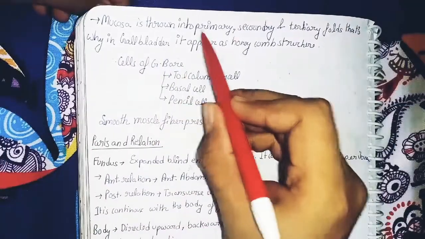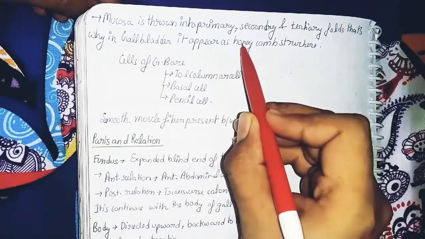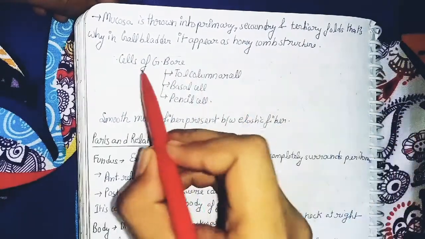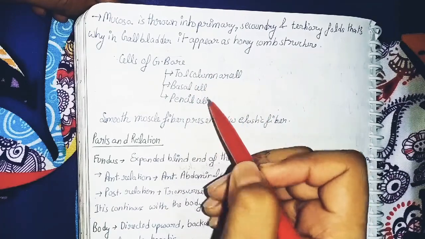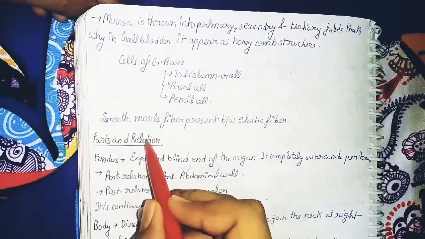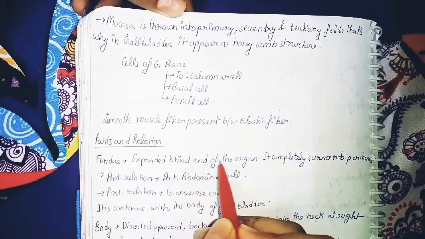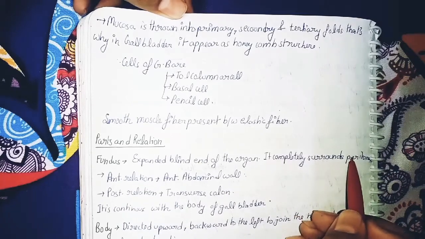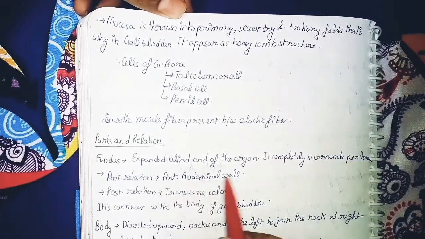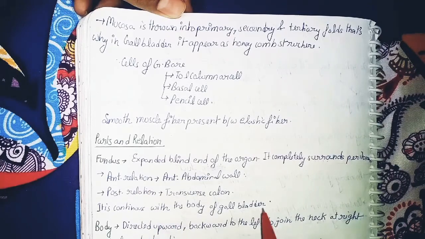Mucosa is thrown into primary, secondary and tertiary folds, so that's why in the gallbladder it appears as a honeycomb structure. Cells of the gallbladder are tall columnar cells, basal cells and pencil cells. And now the parts and relations. Fundus is the expanded blind end of the organ. It is completely surrounded by peritoneum. Anterior relation, anterior abdominal wall. Posterior relation, transverse colon. It is continuous with the body of the gallbladder.